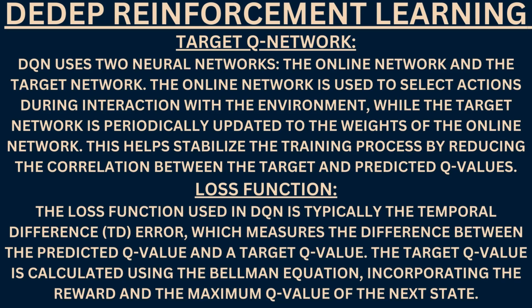Loss function. The loss function used in DQN is typically the temporal difference, TD, error, which measures the difference between the predicted Q value and a target Q value. The target Q value is calculated using the Bellman equation, incorporating the reward and the maximum Q value of the next state.